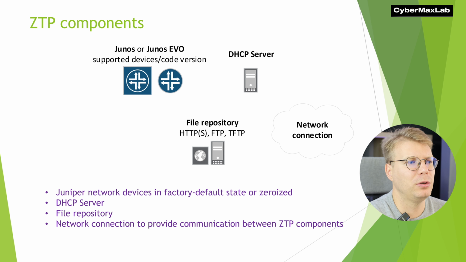You will need a DHCP server and you will need a file repository with an HTTP, HTTPS, FTP or TFTP server. This is all authentication-less, so the FTP should be run in anonymous mode. HTTP and DHCP should not require authentication. TFTP is supported but is not recommended due to unreliability. And finally, a network connection to connect all the pieces together.